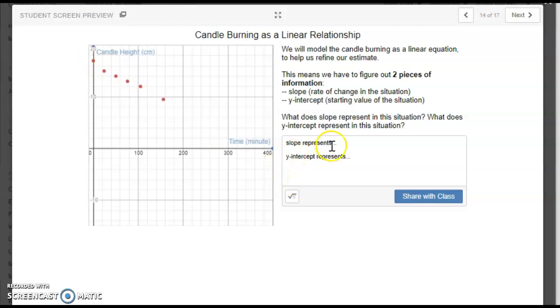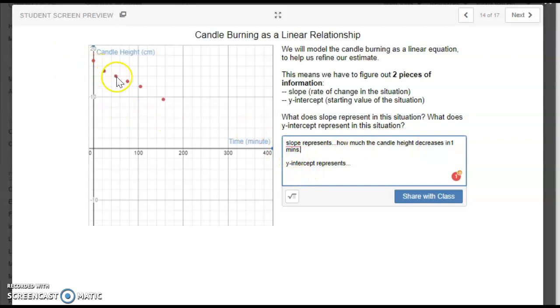So slope actually represents how much the candle height decreases in... Now, we're always going to be looking for unit rate. So what is the unit of the x-axis? It's 1 minute. So it's going to be 1 minute. Okay, so in 1 minute, how much does the candle height decrease? It's decreasing because it's going down.